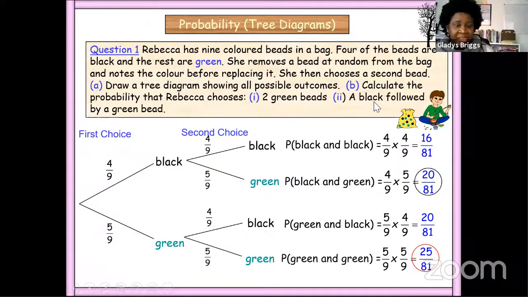The probability of 2 green beads, green and green, is 25/81. And the probability of a black bead followed by a green bead is 20/81. Okay, well done, guys. But what about the probability of having the same color? 6/9. Yeah, that's fine.